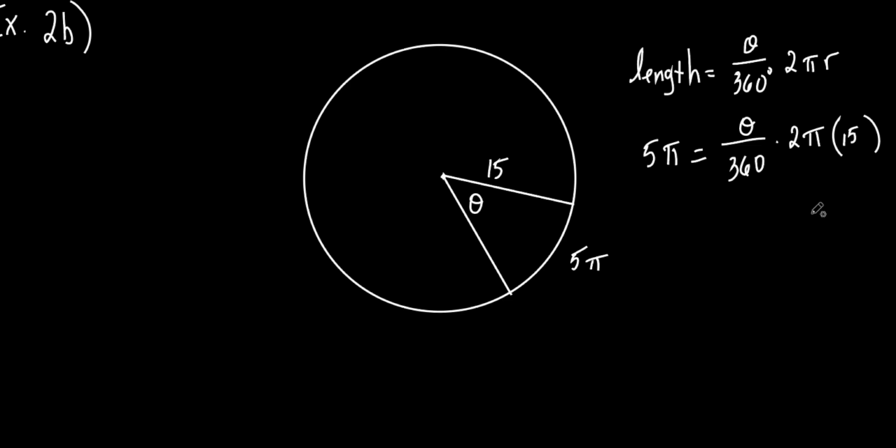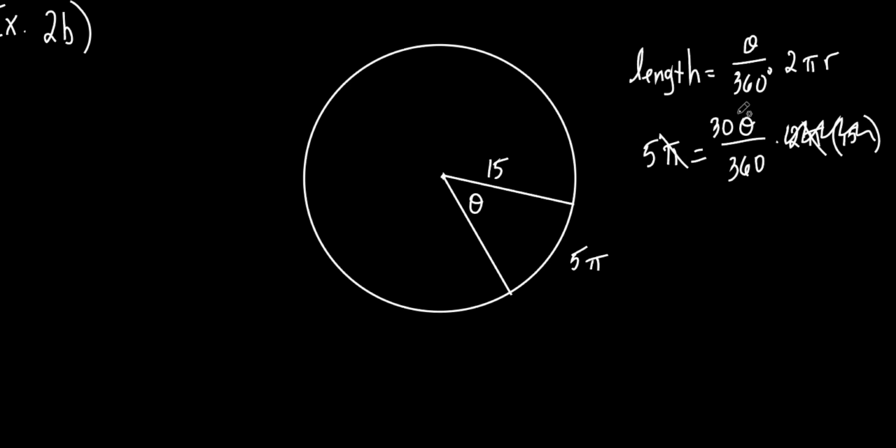First of all, I'm going to try to make this as easy as I can. I got a pi on this side, a pi on this side. So what can I do with that? Just divide both sides by pi. They just cancel each other out. Everybody see that? What's another thing? I got 2 times 15. What's 2 times 15? It's 30. So I'm going to put the 30 right there, just to make it a little bit easier on us.